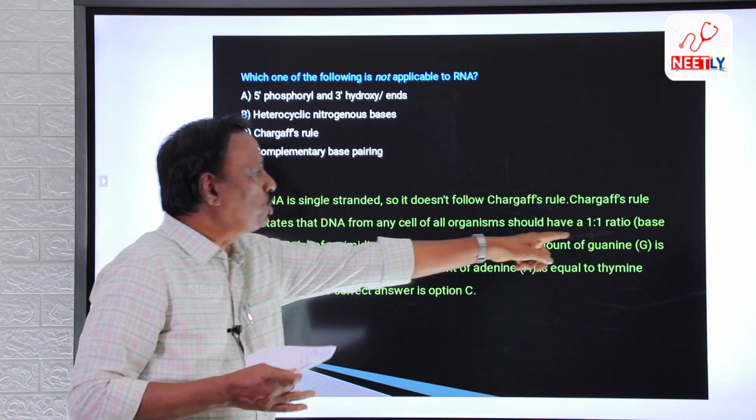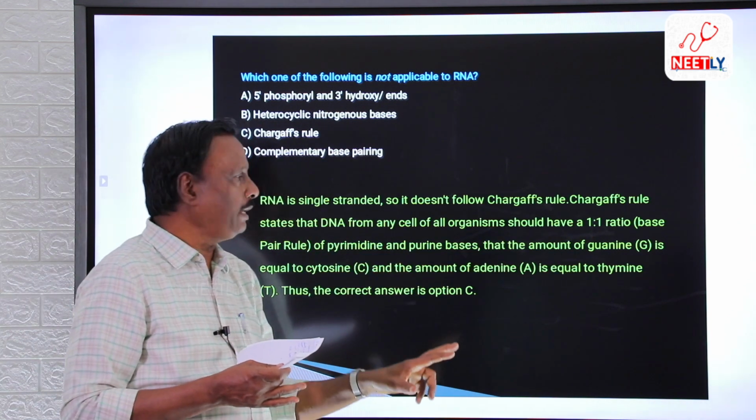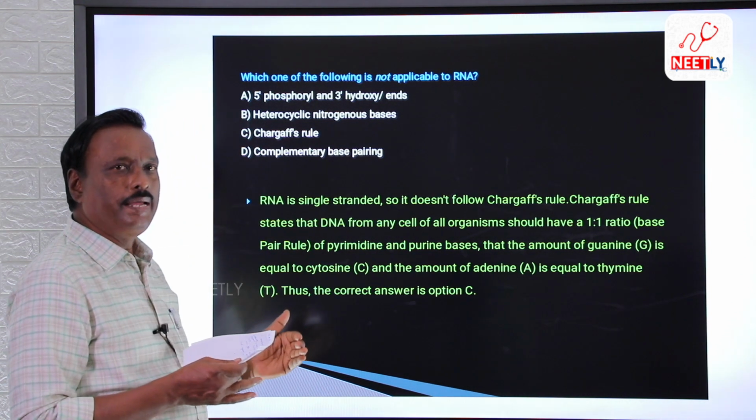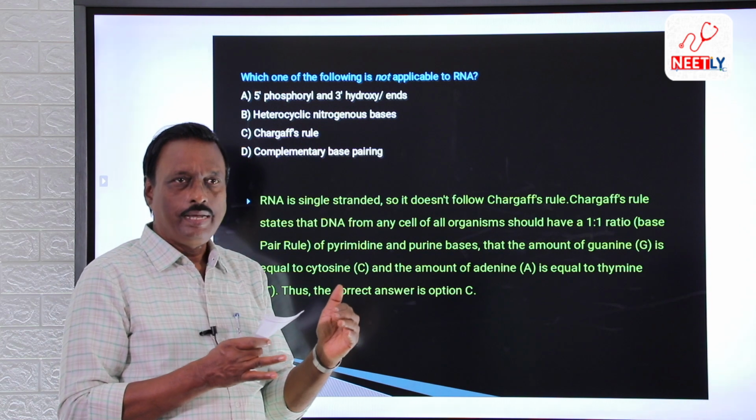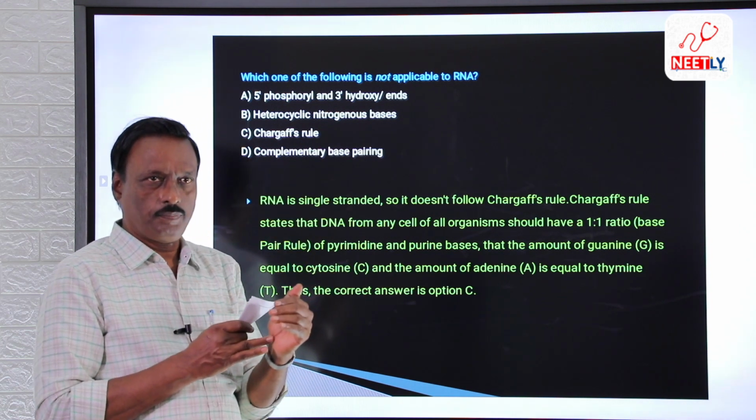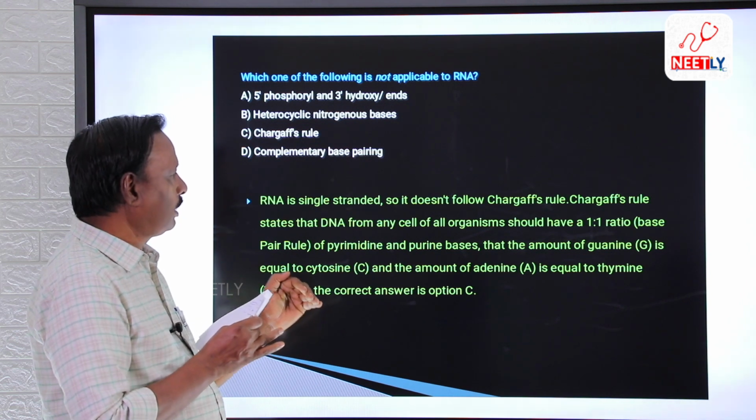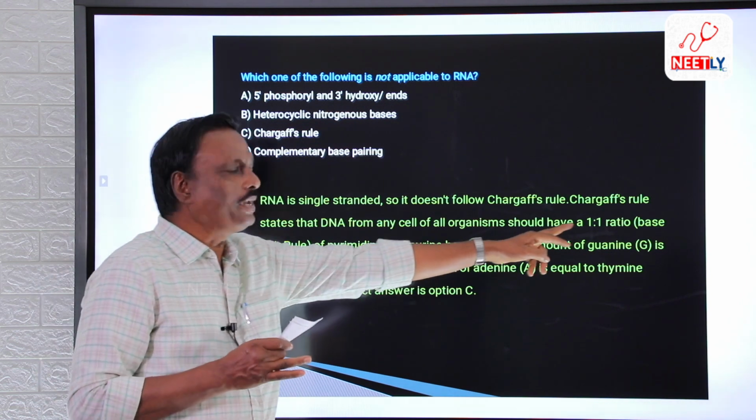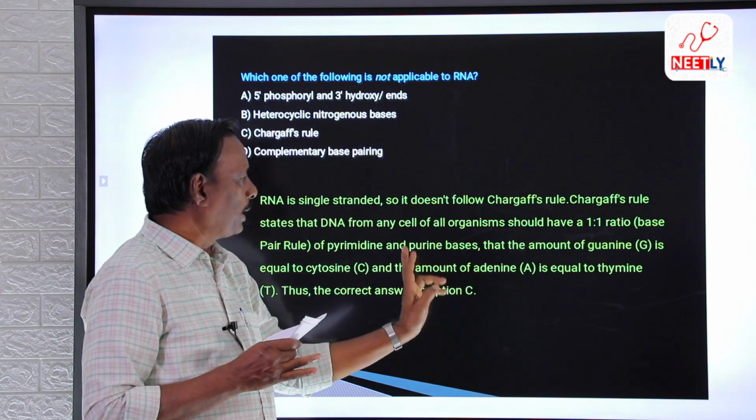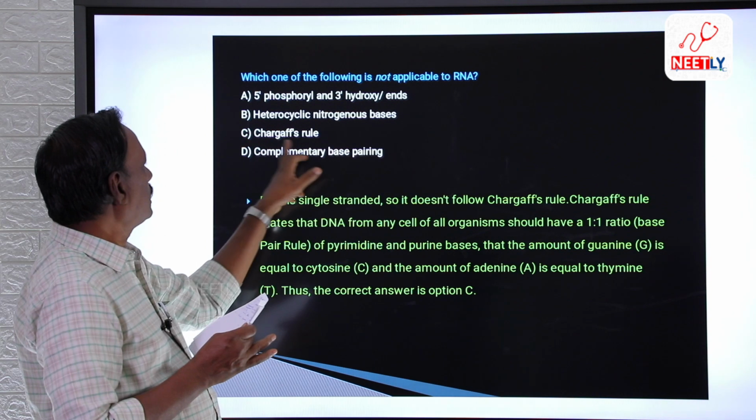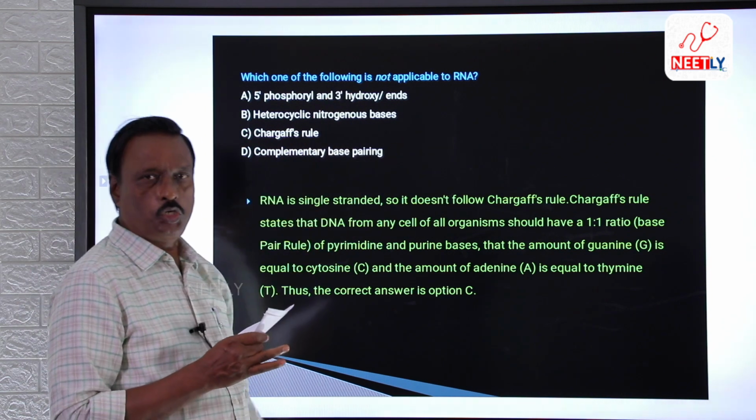So the 1:1 ratio can be maintained in a DNA, but as far as the RNA is concerned, it is not a double helical structure, it is a single helical structure. So in a single helical structure, we cannot expect this 1:1 ratio between the pyrimidine and purine. So the correct answer is that Chargaff's rule is not applicable to RNA.